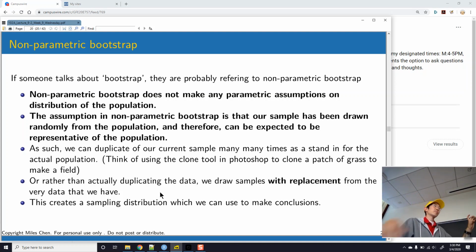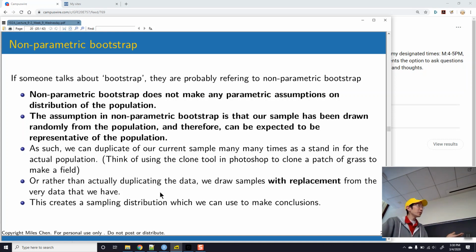Now, if there's something weird in that patch of grass, like a little red ball in the middle of it, and you clone it, then your field is going to look weird, because that odd thing is going to get cloned everywhere. But we're hoping that if it's a random sample, it's got to be representative of the population, so I'm going to clone it, and we're going to get something that looks like the population. Maybe there's some issues there, but that's what we're going to do.